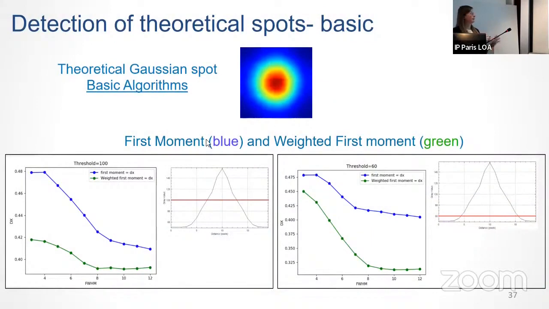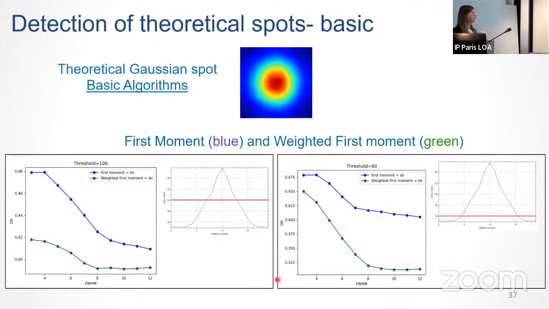on a theoretical Gaussian spot for basic algorithms. In blue, you see the performance of the first moment algorithm, and in green, you see the performance of the weighted first moment algorithm. On the left, we change the level of the threshold of each of the spots. So each of the spots was thresholded up to a certain value, while on the right, we look at a lower threshold level of each of the spots.